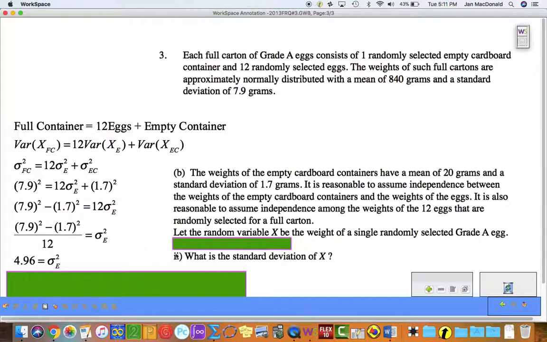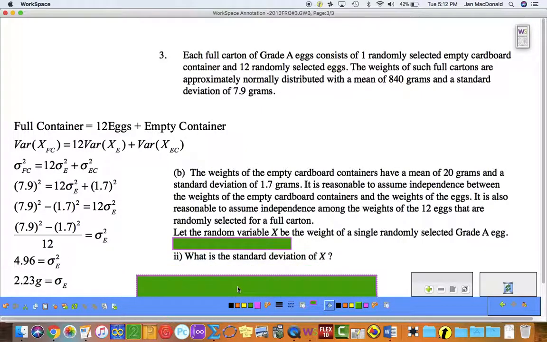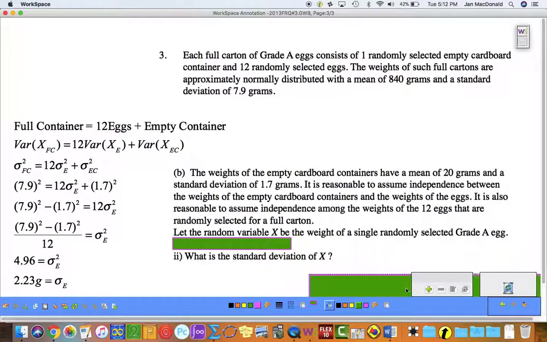Well, the question didn't ask us about the variance, it asked us for the standard deviation, so we know we have to take the square root of both sides. And the square root of 4.96 is 2.23. So the answer to our question is 2.23 grams. So what is the standard deviation of a single egg? It's 2.23 grams.